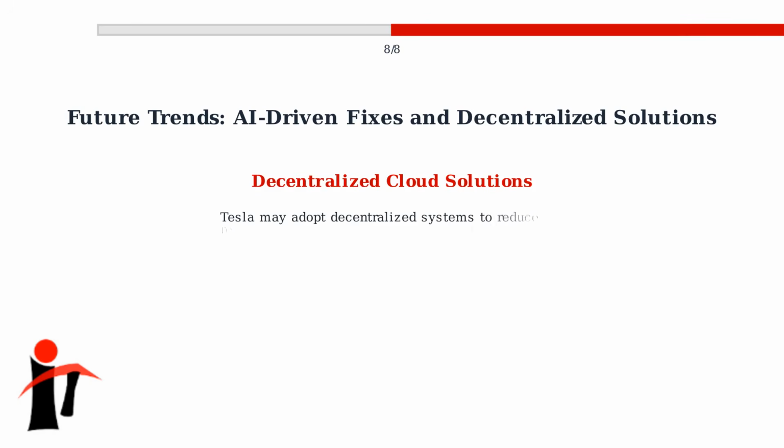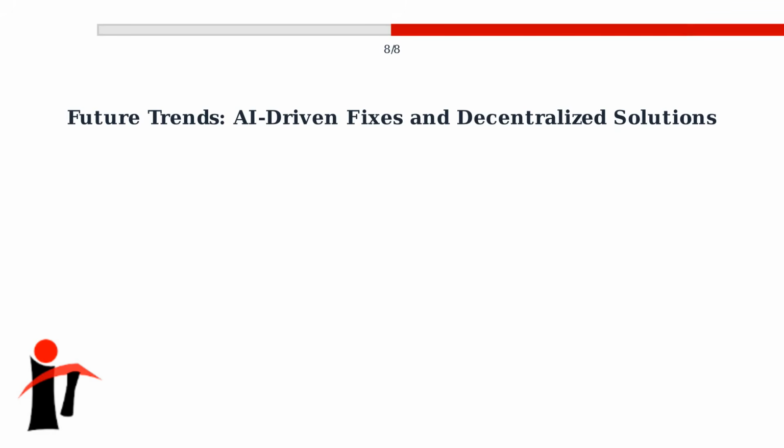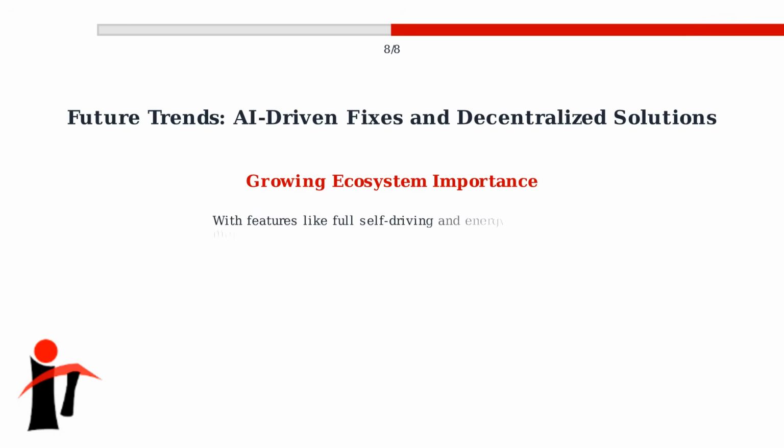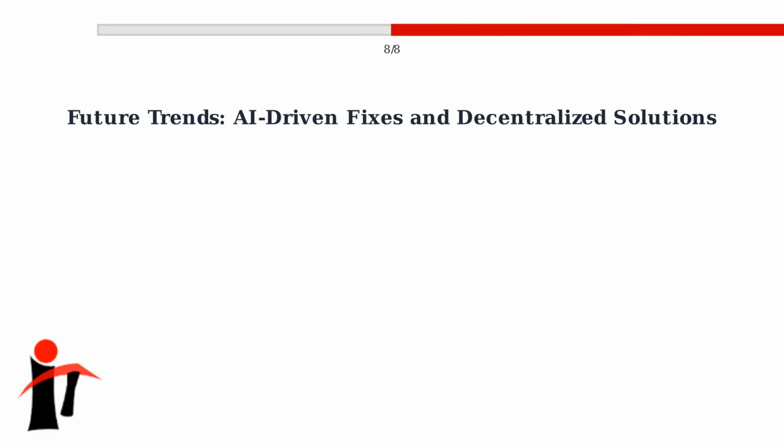Another future direction involves decentralized cloud solutions, similar to blockchain-based storage. This could distribute server load across multiple nodes, reducing the risk of outages during peak times like software updates or new vehicle deliveries. As Tesla's ecosystem expands with advanced features like full self-driving supervision and energy management integrations, addressing app errors proactively will be essential. These innovations aim to reduce the current 10 to 15% error rate and improve overall user experience.